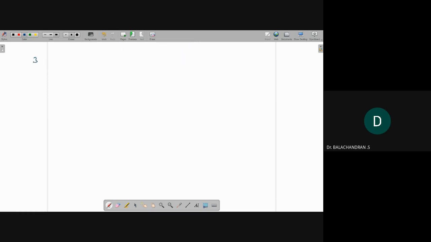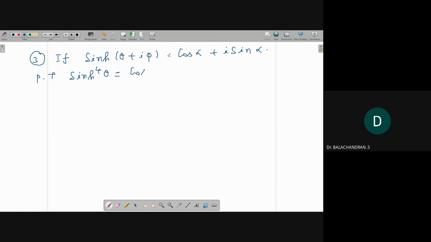Third problem: if sin h of theta plus i phi equals cos alpha plus i sin alpha, prove that sin h power 4 theta equals cos square alpha equals cos power 4 phi.